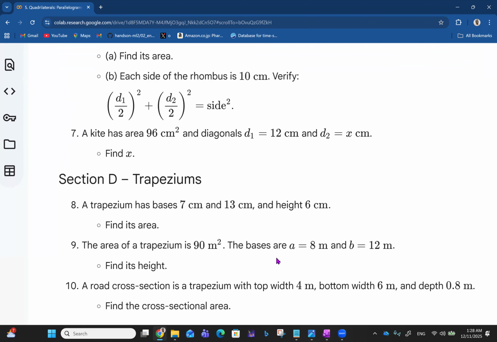The area of a trapezium is 90 meters squared. The bases are 8 and 12. Find its height. Of course, that's half times 8 plus 12, which is 20. That's 10 times the height. So height is simply 90 over 10. That's 9 meters.